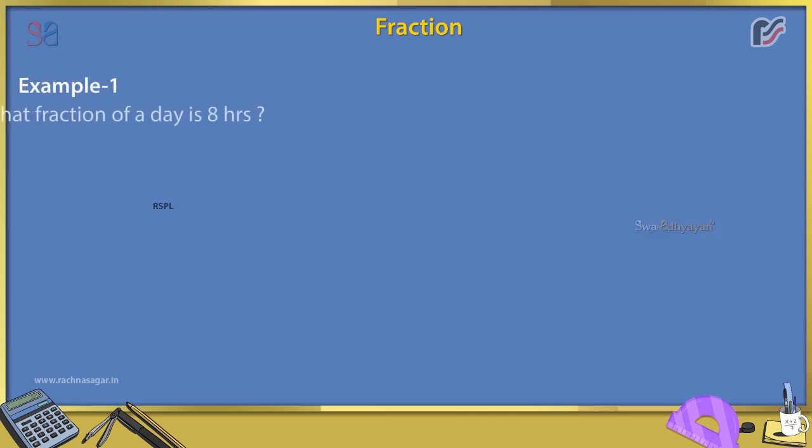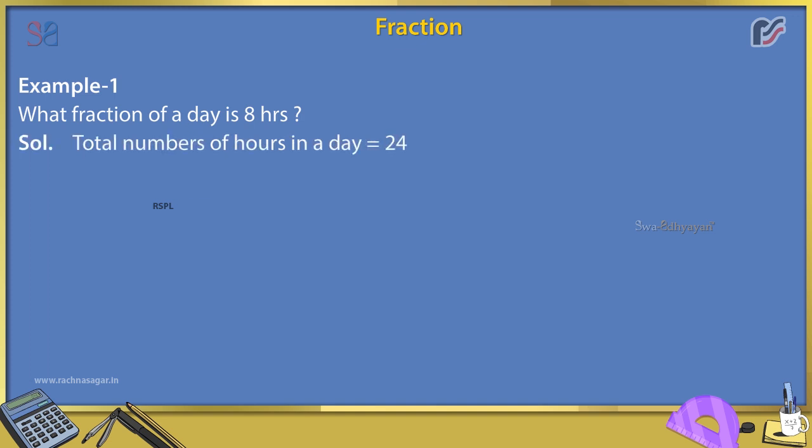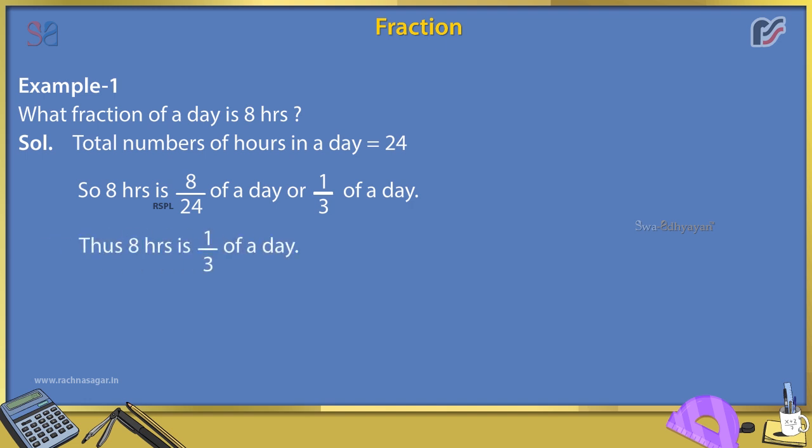Example 1. What fraction of a day is 8 hours? Solution. Total number of hours in a day is equal to 24. So, 8 hours is 8 by 24 of a day or 1 by 3 of a day. Thus, 8 hours is 1 by 3 of a day.